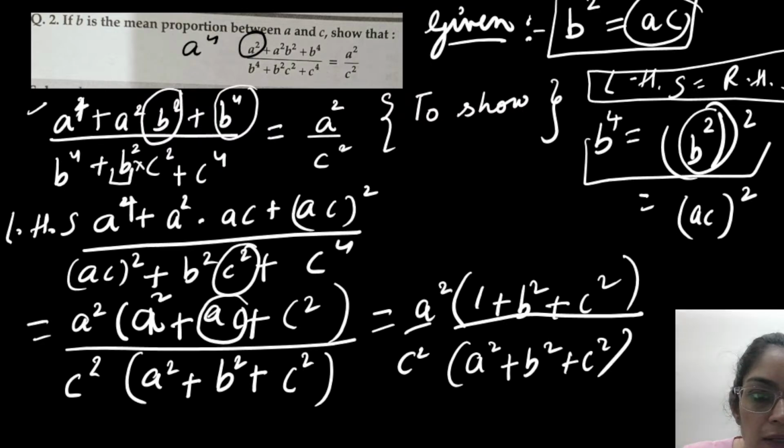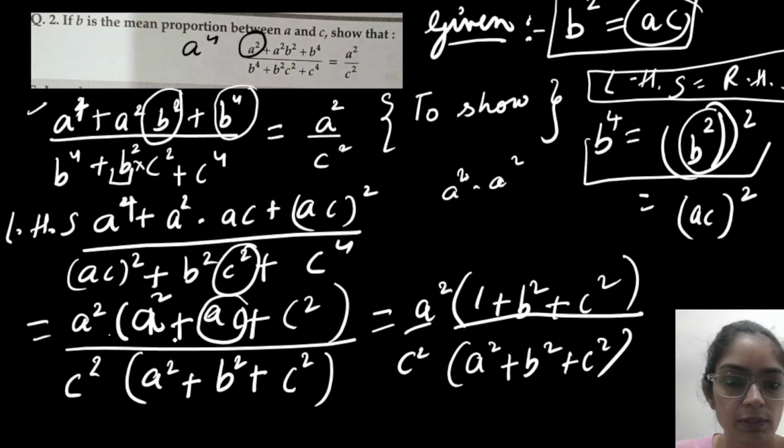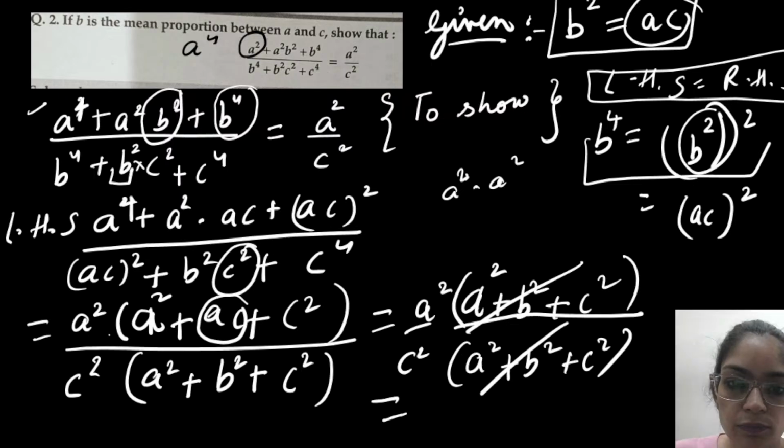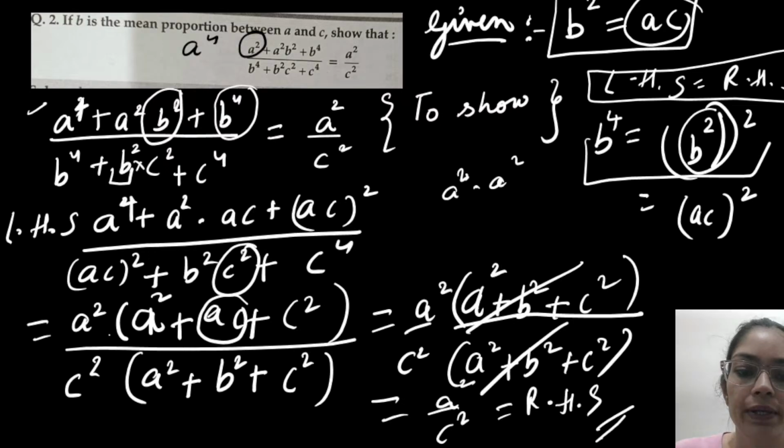Okay, so if a to the power 4 is there, then after taking a square common, because a to the power 4 is what? A square into a square. So we have taken a square common, so a square will be left. Here it will be a square, then these both will get cancelled. So we are left with a square by c square, which is equal to the right hand side of the question. Is it clear? There was some printing mistake, I guess. So here it should be a to the power 4, then only we will be able to prove this question.